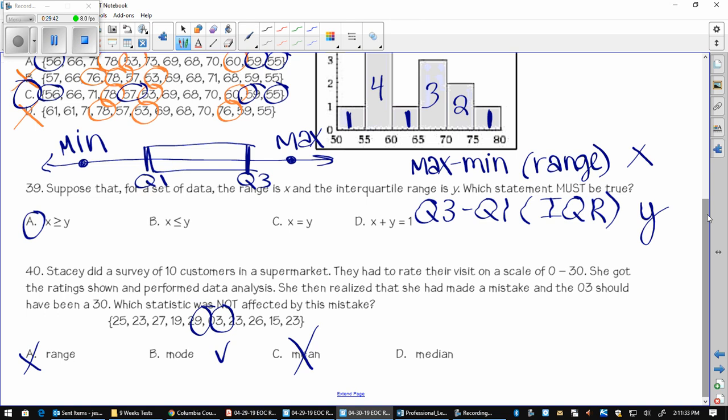And then median could also be changed because they would be in a different order. Instead of having a 3 at the beginning, we'd have a 30 at the end. So everything's going to shift in one direction. So what falls in the middle is going to be different because we're moving something from the beginning to the end. So the median would be affected. So the only thing that would not be affected there is the mode.